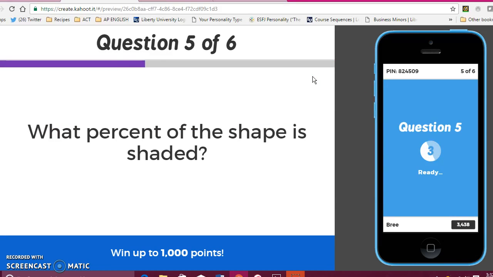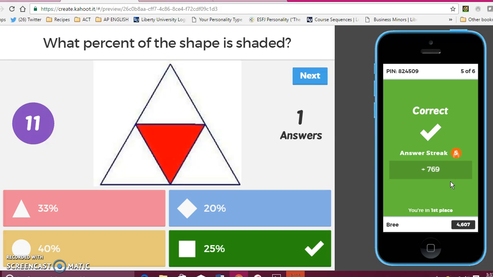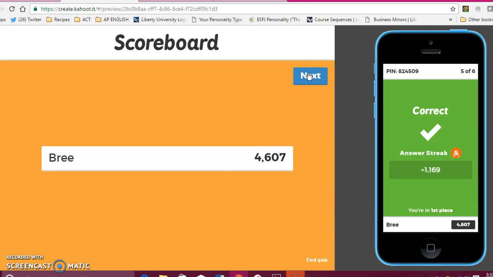Alright, here's another shaded one, but this time we're answering in percent. This one might be hard too, because usually you see 25% in a square instead of a triangle.